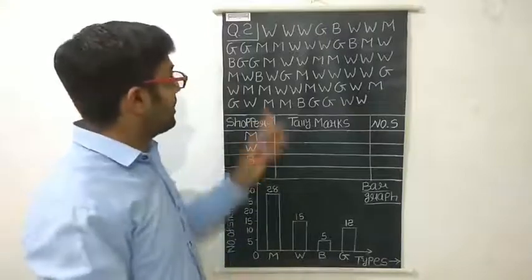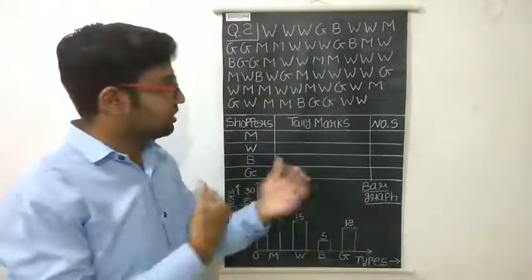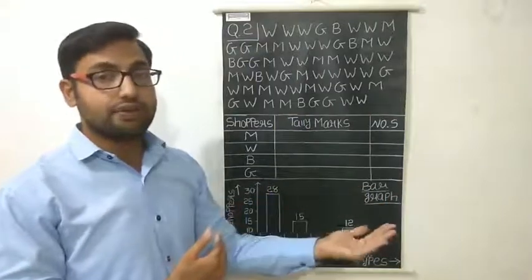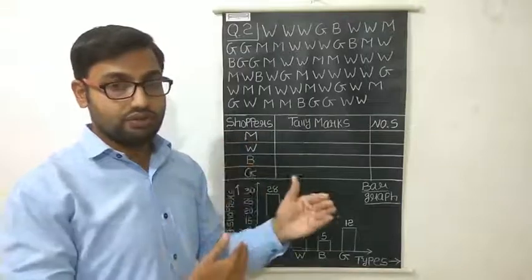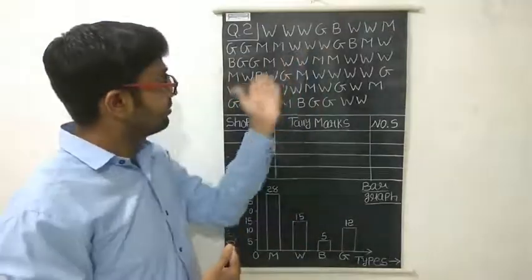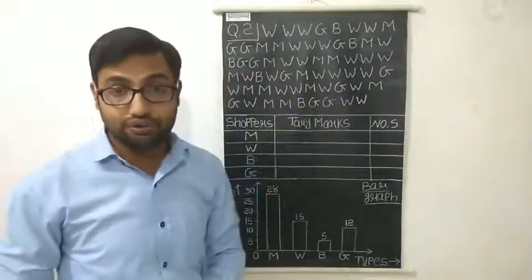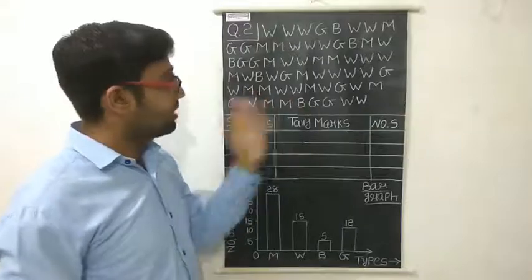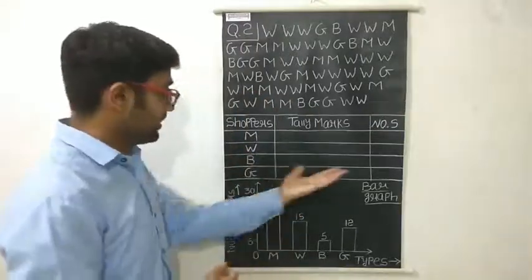So this is the data from a departmental store. These are the customers who visit that departmental store in the very first hour after the store opens. So here is the data, and we have to make a frequency distribution table using tally marks.